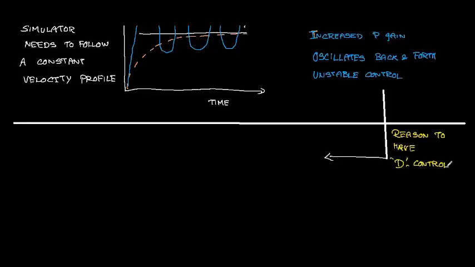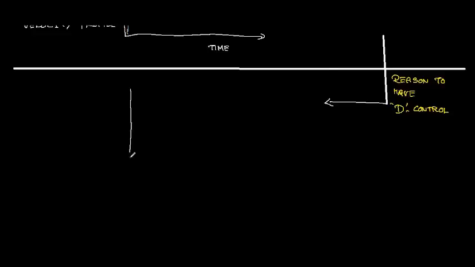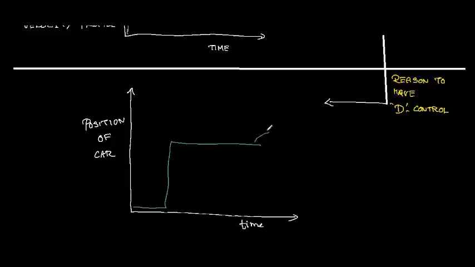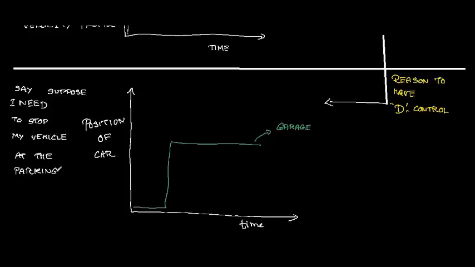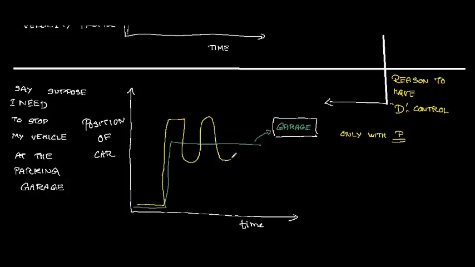Basically, the D value differentiates the error, and let's have a look at an example. Suppose I need to park my car inside my garage and the position of the garage is shown in the graph. Suppose I give an overshooting proportional gain. The same thing as explained in the earlier case, it overshoots and keeps oscillating back and forth. But suppose I differentiate the error and give a D value corresponding to that.